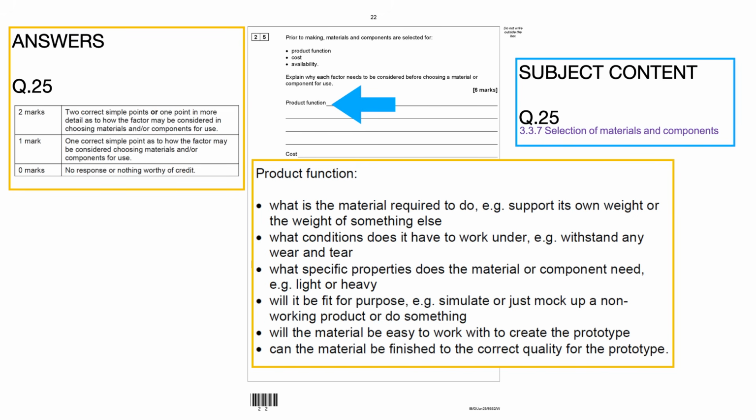Will it be fit for purpose? For example, simulate or just mock up a non-working product or do something. Will the material be easy to work with to create the prototype? And can the material be finished to the correct quality for the prototype?